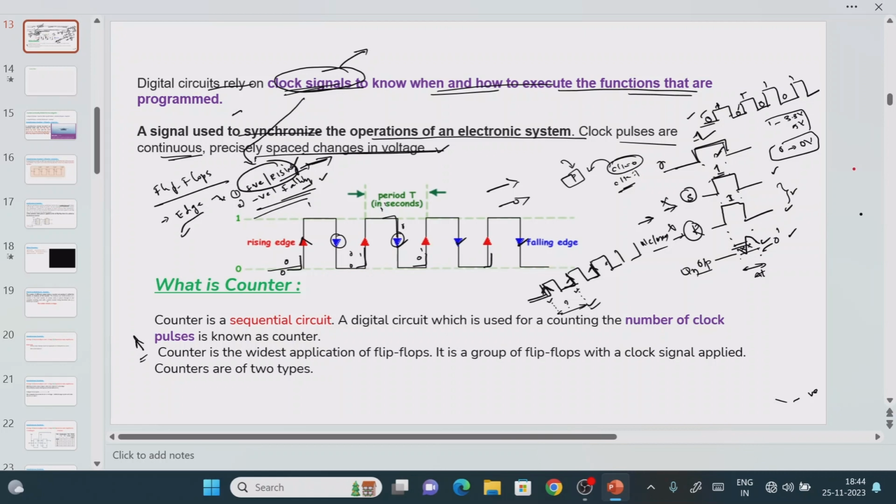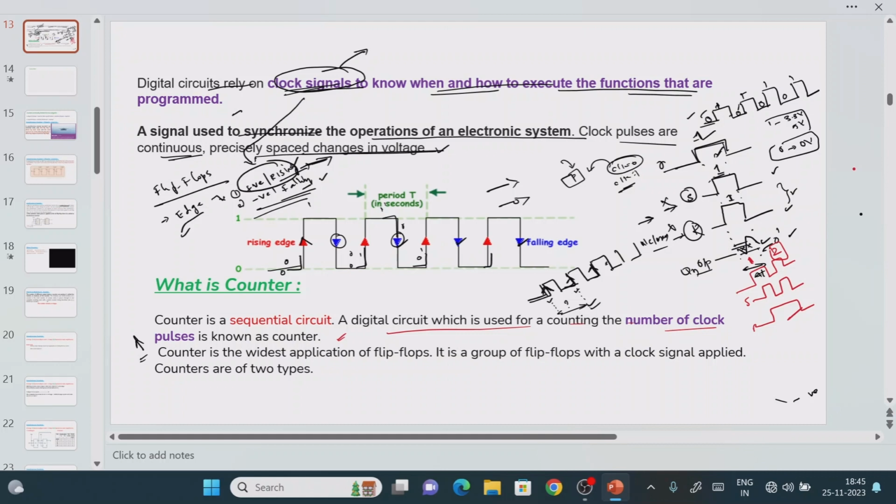Now we'll see what the meaning of a counter is. A counter is a sequential logic circuit. A digital circuit which is used for counting the number of clock pulses is known as a counter. Suppose for example you are giving some S value, some R value, something you are giving. Here also we are giving clock pulses, and it will just count how many clock pulses. This is the first clock pulse, second clock pulse, and so on. So a digital circuit which is used for counting the number of clock pulses is known as the counter.